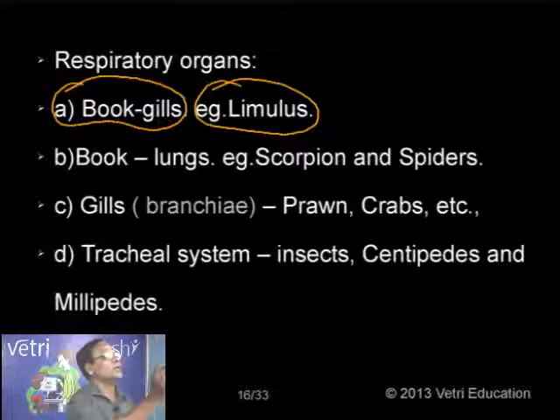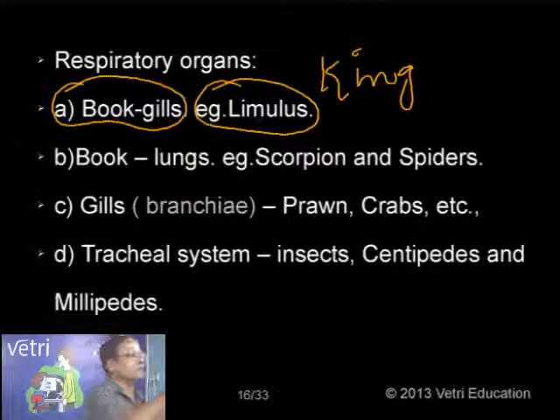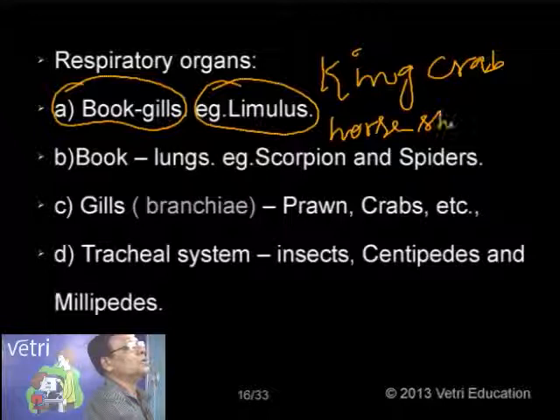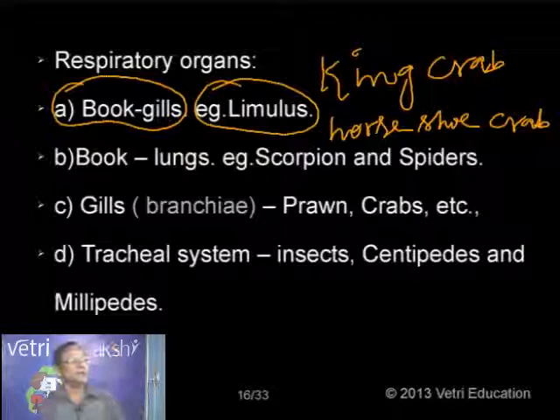But there is no relation between this animal and a normal crab. So it is normally known as king crab, or also called horseshoe crab. King crab or horseshoe crab, but not related to a normal crab. So, the book gills are the organs of respiration in the case of limulus. We will have more about this organism, a peculiar organism, not only in terms of its organization, but also its mode of living. It is also, from an examination point of view, a somewhat important question.